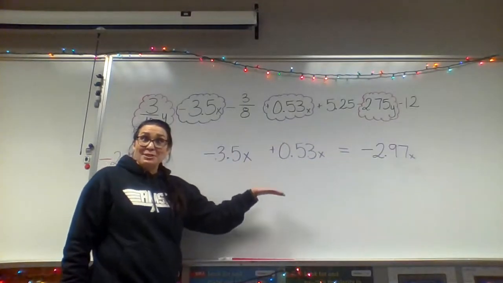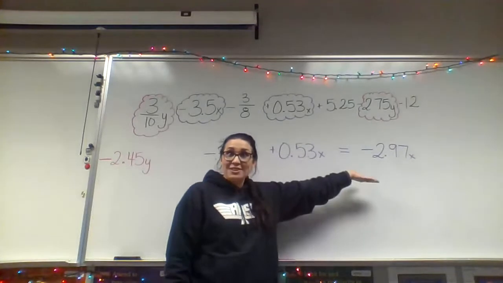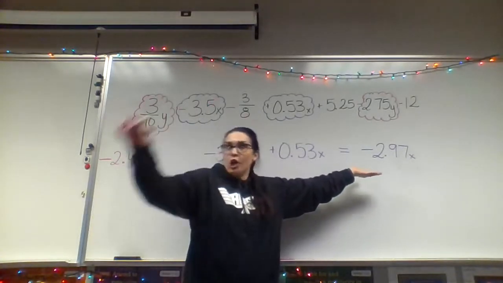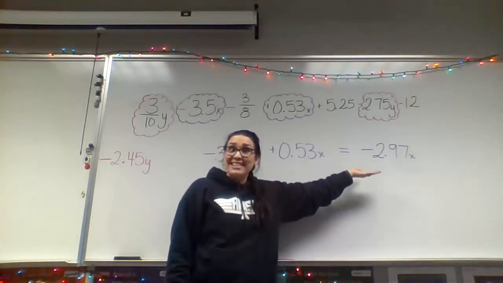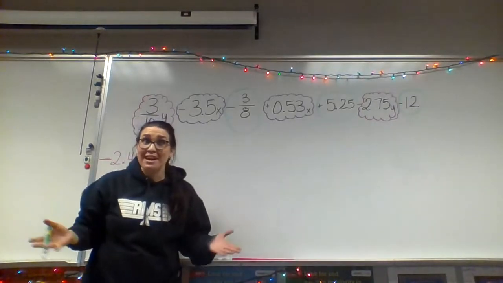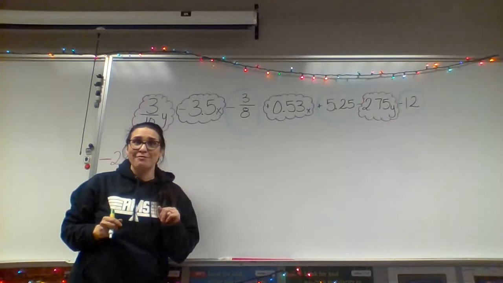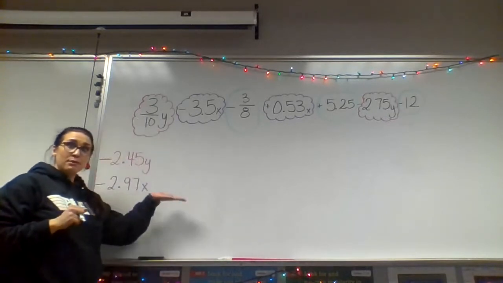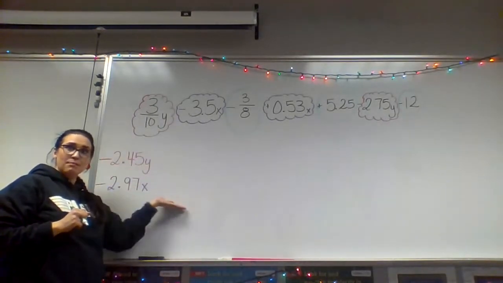All right, so when you do that math, you find out that our simplified version for all of those x's would actually be negative 2 and 97 hundredths x. So now, my friends, I have taken care of all those coefficients with the variables, right? We were able to simplify our y, we were able to simplify our x.